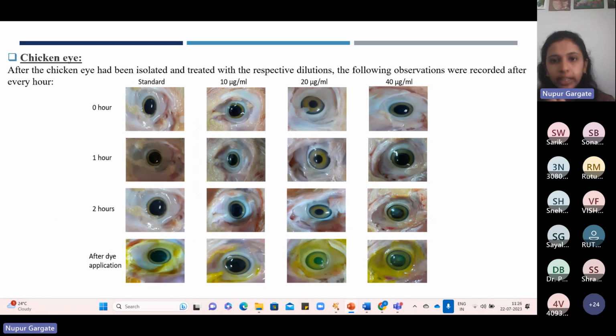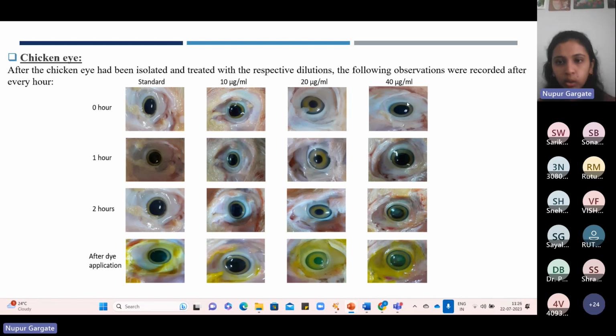But when we look at 20 microgram per ml, it was observed that after 1 or 2 hours, opacity in the eye had drastically increased, and some amount of redness was also seen in the eye. At 0 hour, we can see that there is no redness surrounding the eye, but at 2 hours, we can see that there is drastic redness present in the eye. So this is also one characteristic sign of damage.